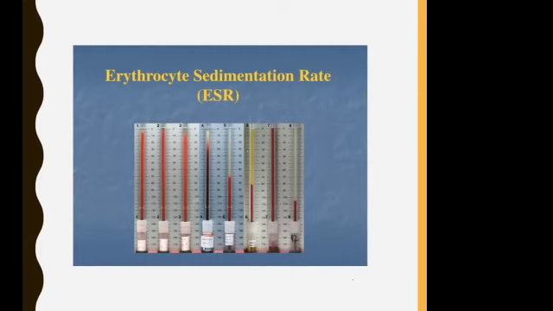Doctor, if a patient has a low MCV and normal MCH, what's the diagnosis? It's going to be microcytic normochromic.